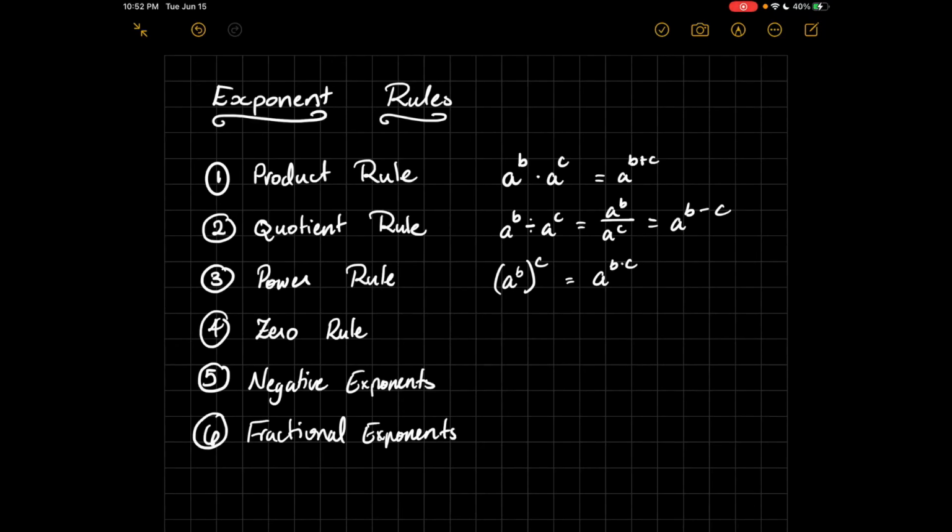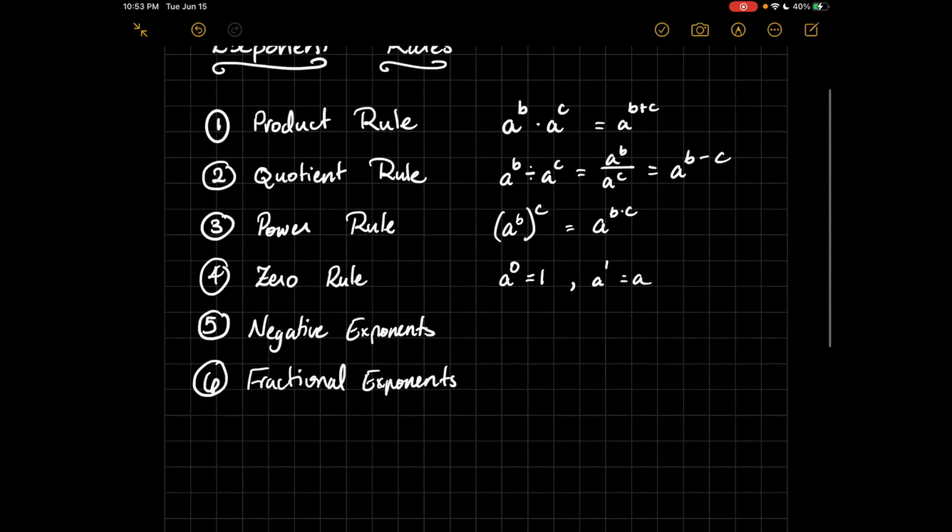The zero rule is more of an identity type rule where any number taken to the power of 0, a to the power of 0, is always going to equal 1. Regardless of what number it is, any number taken to the power of 0 is always going to equal 1. In addition, any number taken to the power of 1 will always equal itself. That would be the identity rule. The zero and the identity rules kind of go hand in hand.